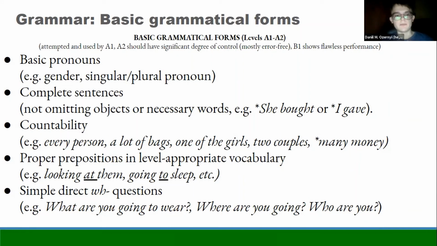You cannot say many sugar. You cannot say many milk. And they need to know that by that time. They need to know the distinction between something being countable or uncountable. A lot of bags, not much bags. One of the girls, etc., etc., etc.